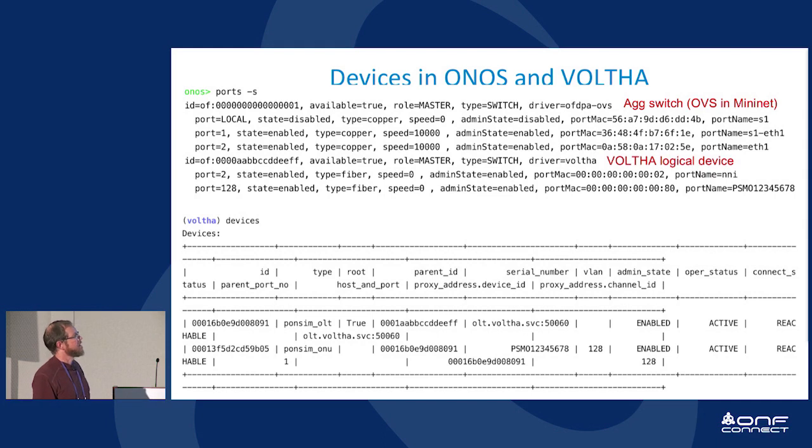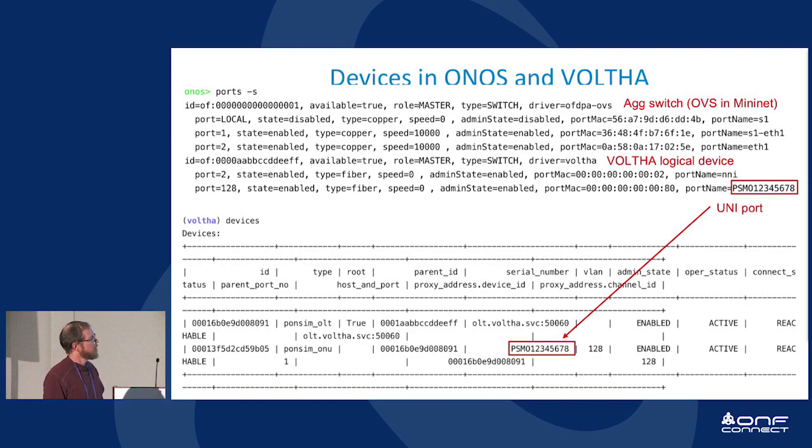The other device is the Volta logical device. And you can see there's only 2 ports. There's an NNI port, and then the other one is the UNI port. So down at the bottom is the devices in Volta, and you can see that the UNI port, the PONSIM ONU in Volta, corresponds to the UNI port in the logical device.